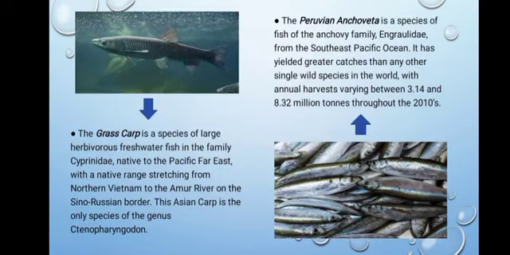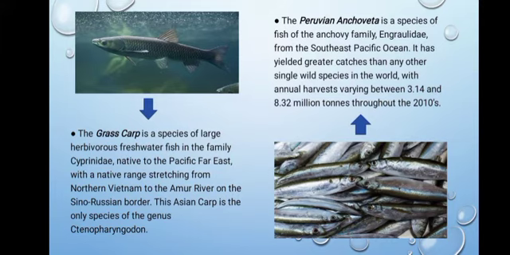Grass carp. The grass carp is a species of large herbivorous freshwater fish in the family Cyprinidae, native to the Pacific Far East, with a native range stretching from northern Vietnam to the Amur River on the Sino-Russian border. This Asian carp is the only species of the genus Ctenopharyngodon.